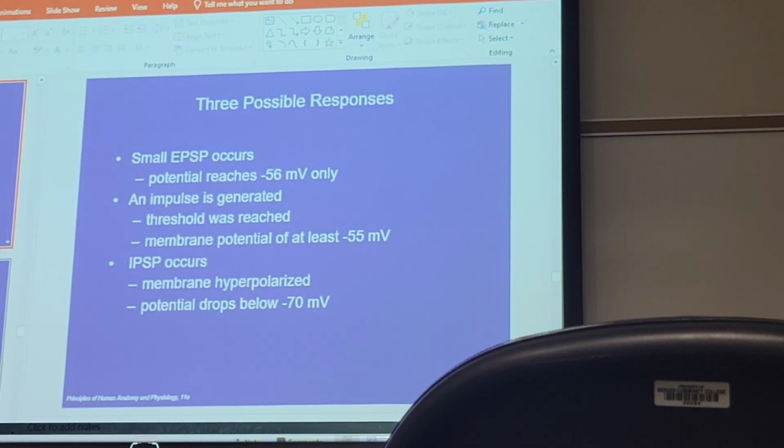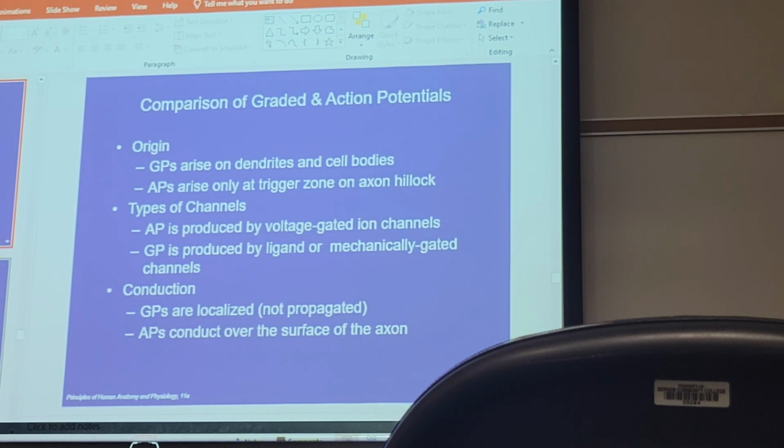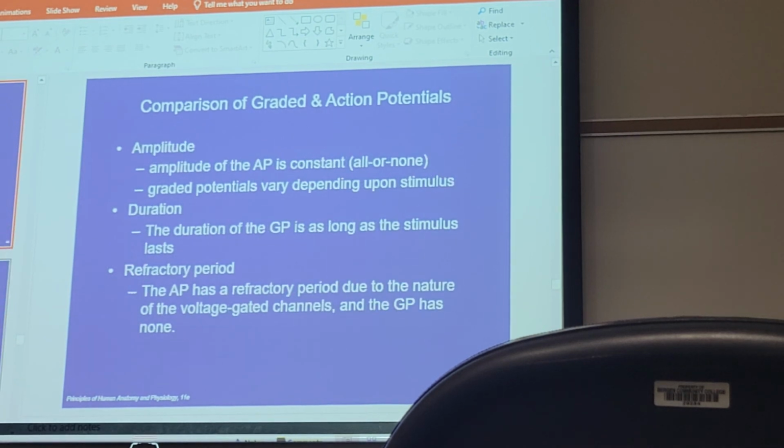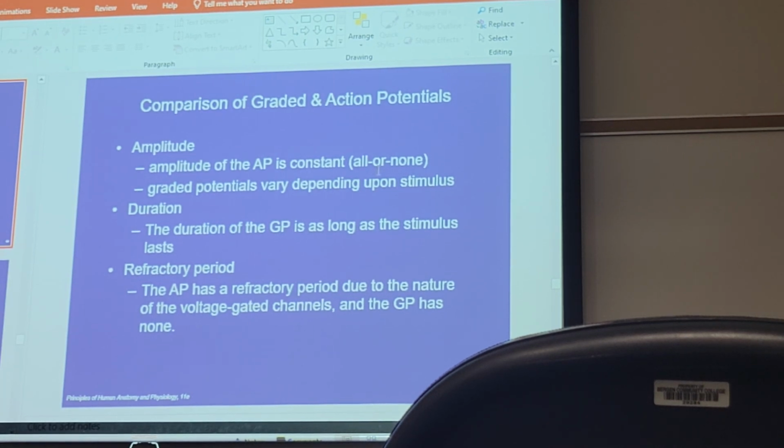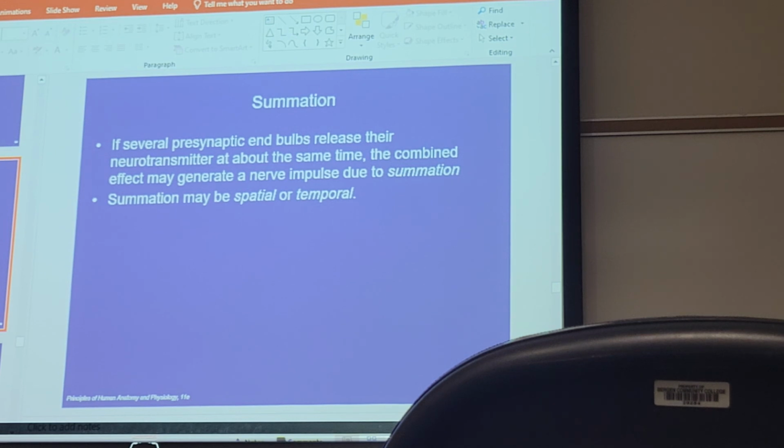Okay. The responses you have are basically excitatory occurrences, where a threshold is reached, or you can have inhibition. A lot of times you have graded and action potentials happening, which relate to how much of the response is going continuously, all or nothing, how long the stimulus is lasting, and how long the refractory period is, where it is able to recover. Which gives us the summations.